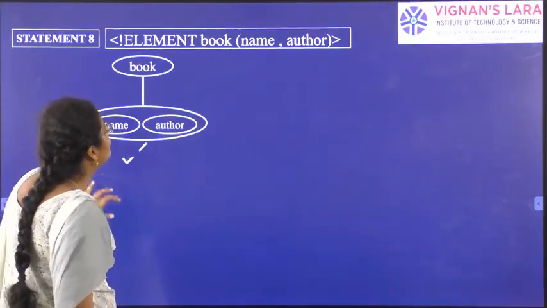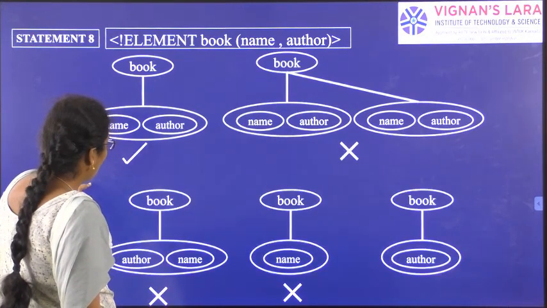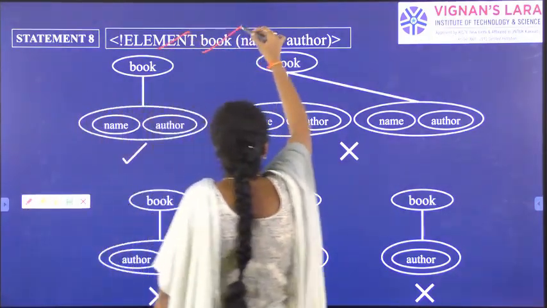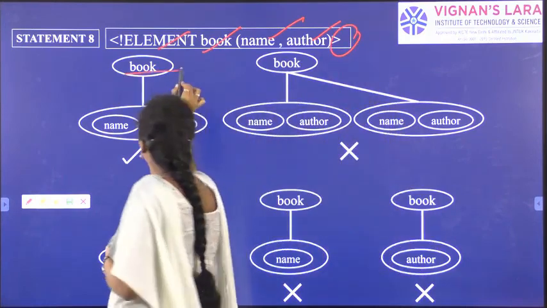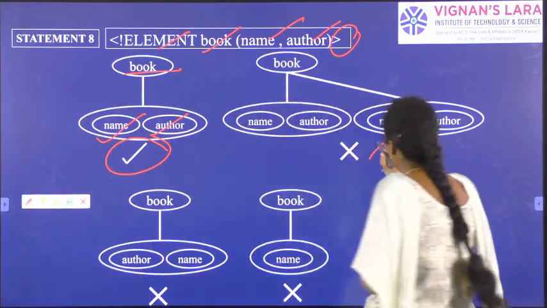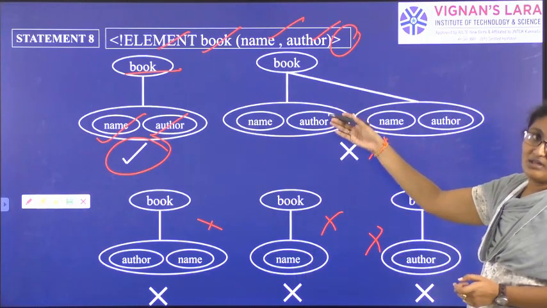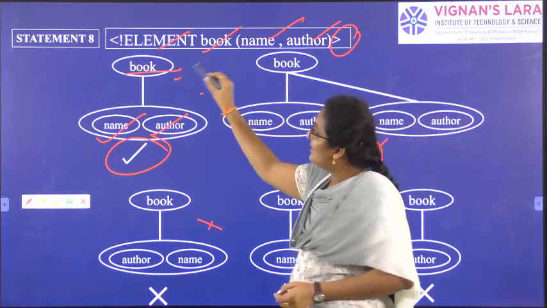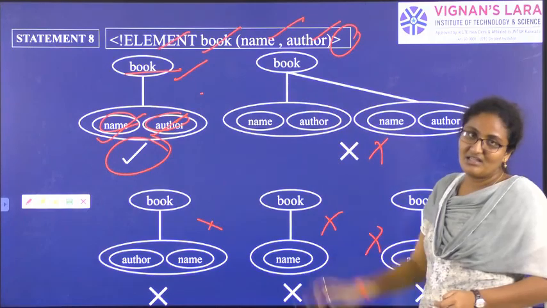So the next one, not using any symbol at all. Element book has name and author, and we are not using any symbol here. So book internally will have name and author, only that representation is correct. All the rest of the representations are wrong, because we have the element book, and that element book has the parameters name and author. So book should have the parameters name and author. All other representations are wrong.